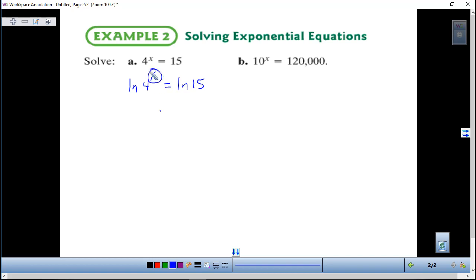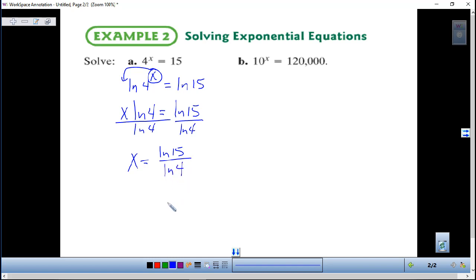Then we can use the power rule for logs and move that out front, and we get x times the natural log of 4 equals the natural log of 15. We want to solve for x, so we're just going to divide both sides by the natural log of 4. So x is going to be the natural log of 15 divided by the natural log of 4.